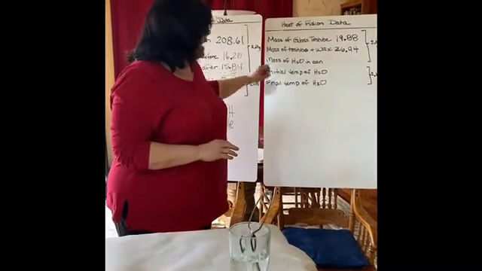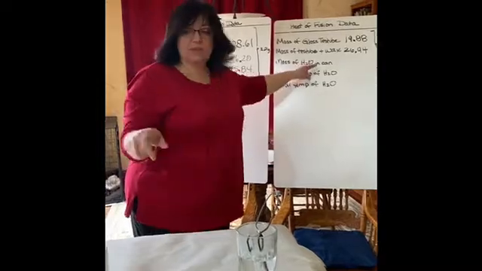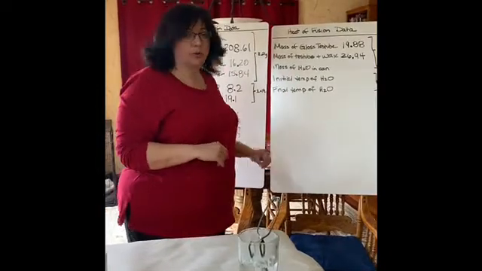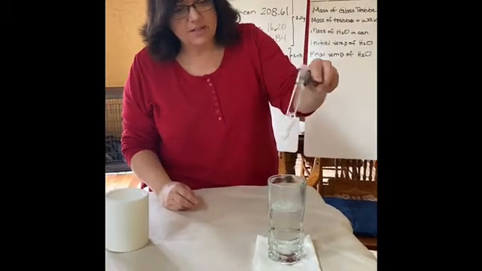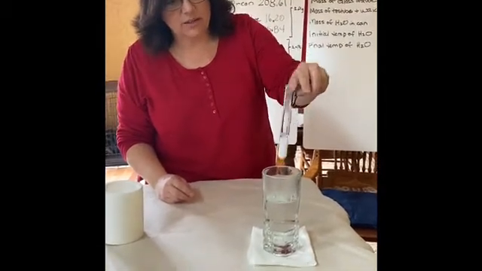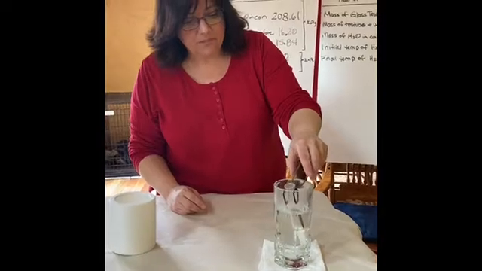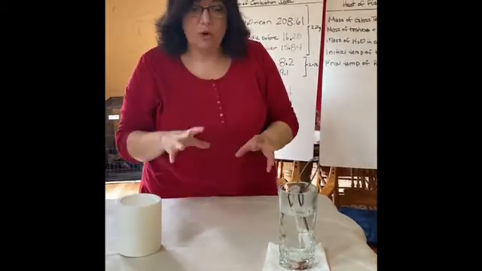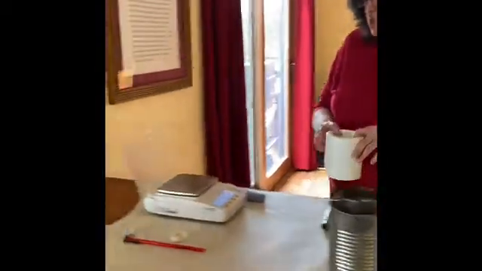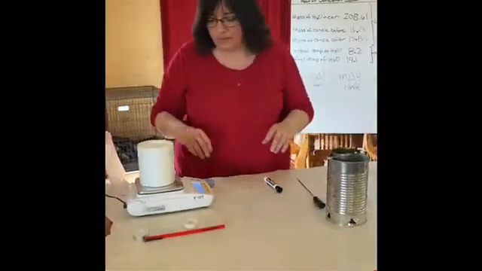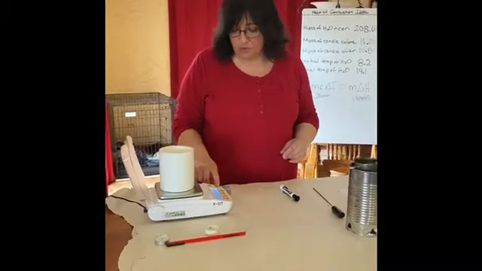We also need the mass of water in, not the can, but the styrofoam cup, and we need temperature. While the wax is melting, you can see it's getting more clear, because as it melts, it goes from being opaque to clear. We're gonna deal with our styrofoam cup.